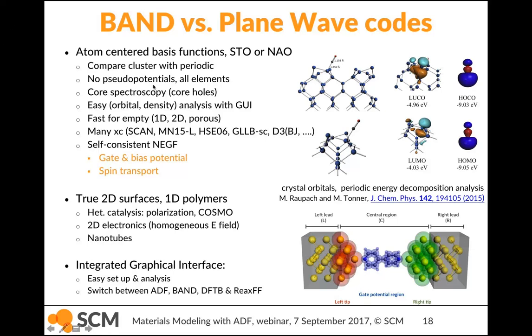Also, we don't have pseudopotentials, so we can treat all the elements in the periodic table all the way from hydrogen to 118. We can also include all the electrons in the core, so you can look at core hole states, all these kind of things. Since we have already the orbitals, it's easy to do orbital analysis. You can do fat bands, I'll show that in a minute. You can also easily analyze the densities, so you can do atoms and molecules, calculate any sort of density properties relatively easily. And then many exchange correlation functionals are available.